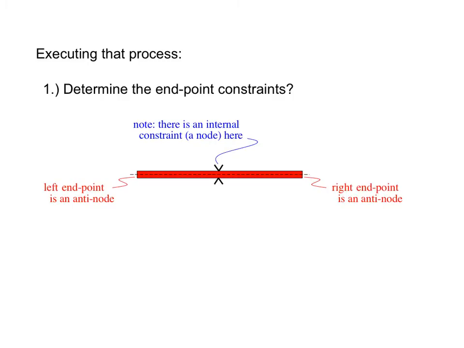Okay, beginning with the endpoint constraints. This end can flop around, which means it will have an antinode associated with its motion. So the left endpoint constraint is an antinode. The right endpoint constraint is also an antinode. It can flop around also. We will additionally have a node at the center because we've actually pinched the center.